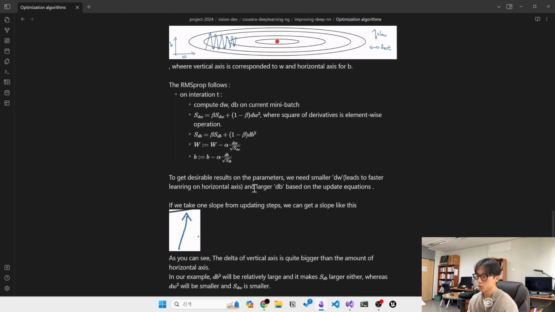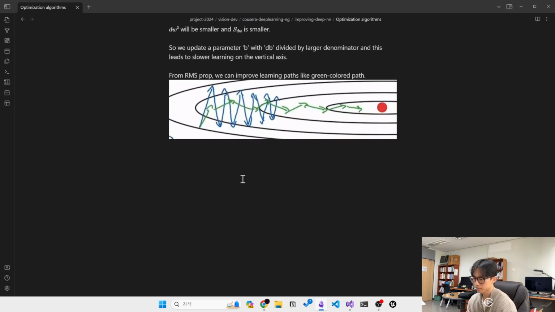When we update, we use this S dW and S db. So we update W faster because we divide dW by a smaller number, but we learn b slower because we divide db by a larger number. As you can see, with RMSprop we can improve the learning path, like the green colored path. So that's all for today's recording, and thanks for watching.